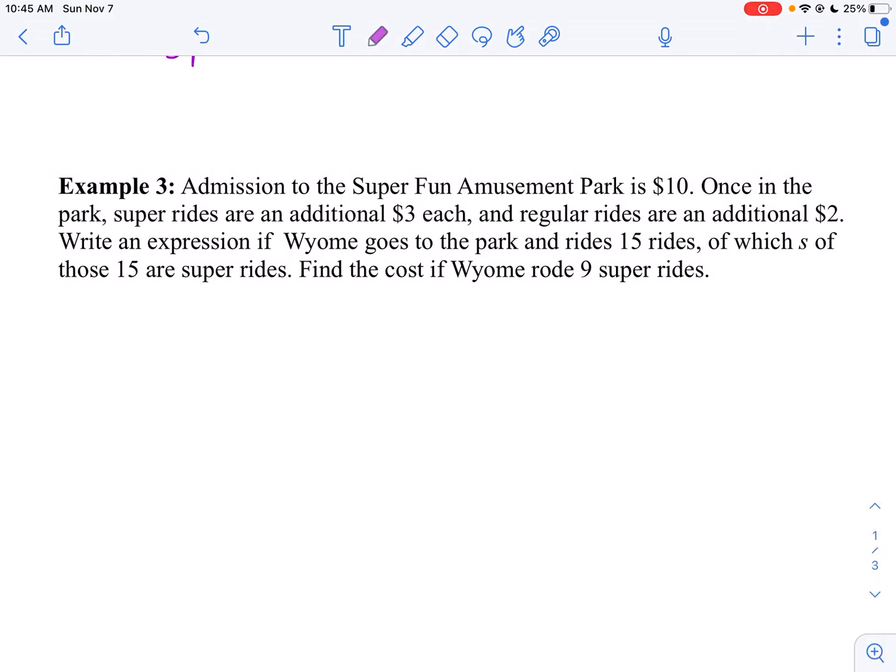So let's start with our polynomial. We're going to say the cost. We're going to pay $10 no matter what. Then we're going to pay $3 for each super ride. In each super ride, that's S because we don't know how many they are. And we're going to pay $2 for each regular ride. But now I know we have a total of 15. So we're going to say 15 minus S, because we're going to take away the number of super rides.